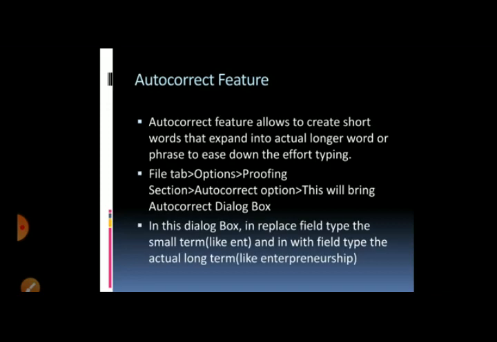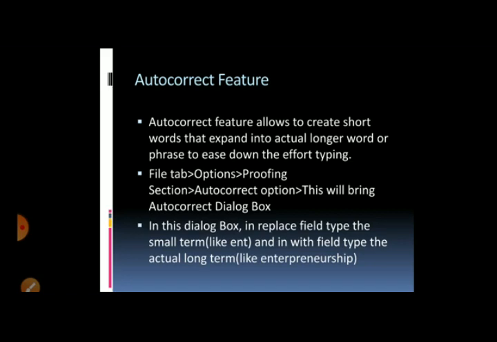Next is autocorrect feature. Autocorrect feature allows you to create short words that expand into actual longer words. Like I have written magic, and I want to show magically, so some words are being auto corrected. I have written magic, and if I have switched on my autocorrect feature, it will write magically. If you have written magic wrong, it will also correct it as the correct option.